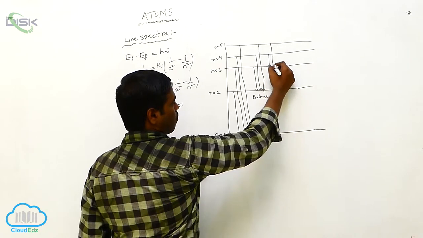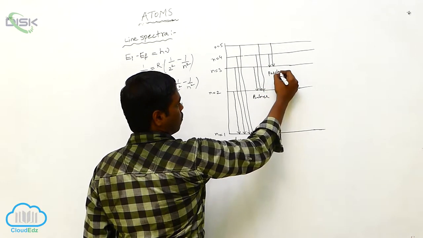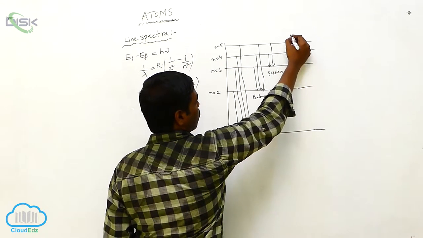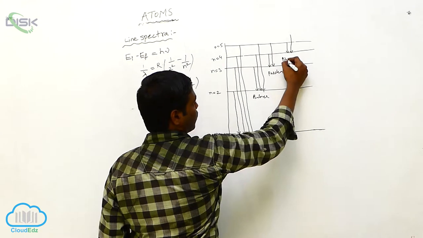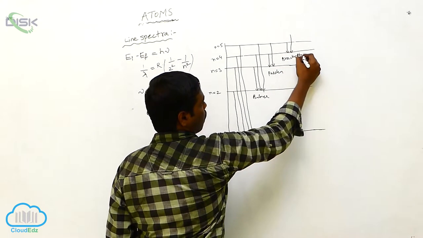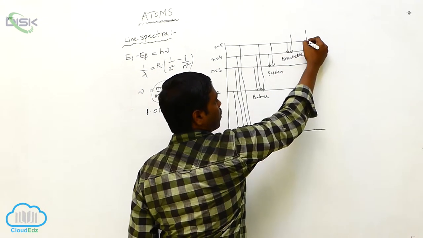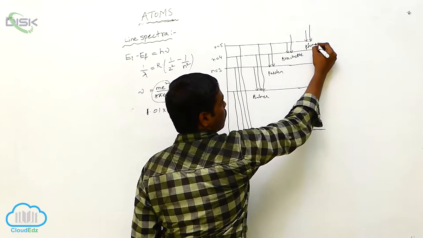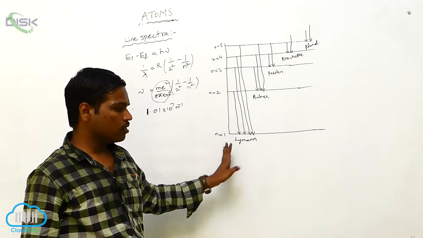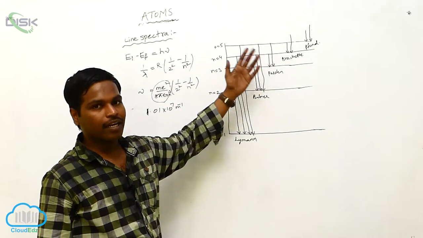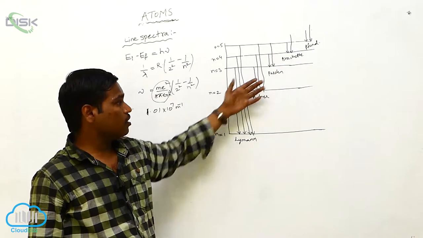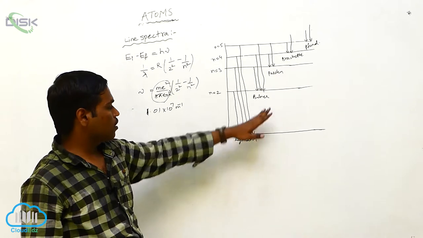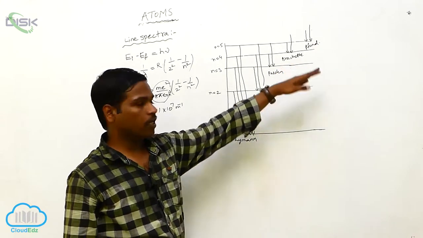If the electron comes to the third level, this is called the Paschen series, and here we get the Brackett series, and here we get the Pfund series. These are the different series we get when electrons make transitions from one energy level to another energy level: the Lyman, Balmer, Paschen, Brackett and Pfund series.